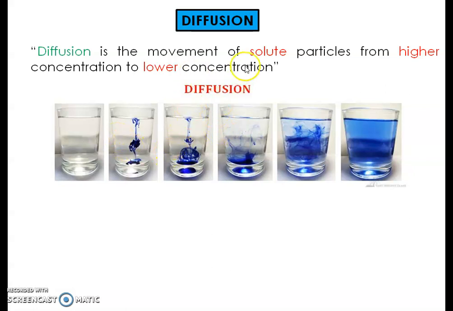So the movement of solute, that is ink, is from higher concentration to areas of lower concentration until equilibrium is established. When the concentration of solute in every corner of the glass is equal or similar, the diffusion process will stop. At that time the net movement of the solute particles will be zero. That means there will be movement of the particles, but the net result of the movement will be zero. This process is called diffusion.